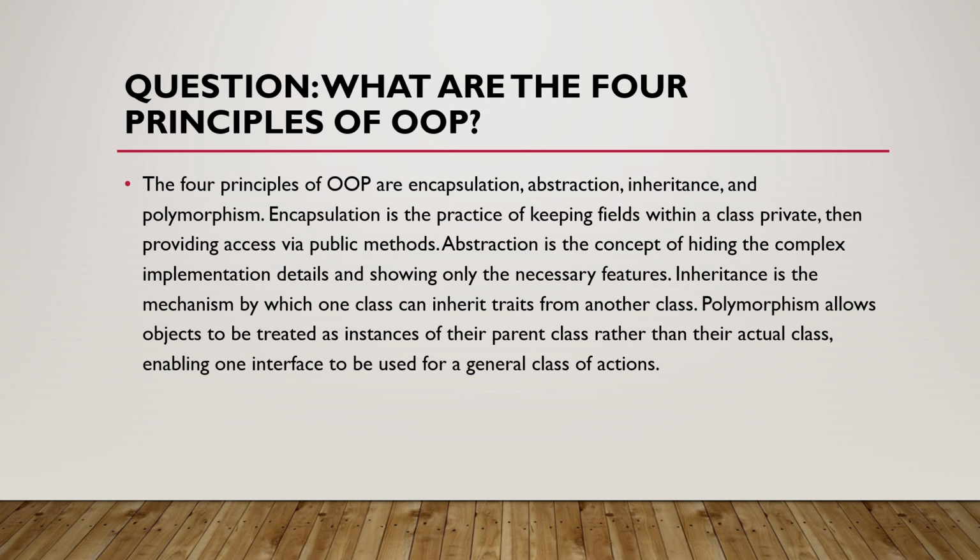Abstraction is the concept of hiding the complex implementation details and showing only the necessary features. Inheritance is the mechanism by which one class can inherit traits from another class. Polymorphism allows objects to be treated as instances of their parent class rather than their actual class, enabling one interface to be used for a general class of actions.